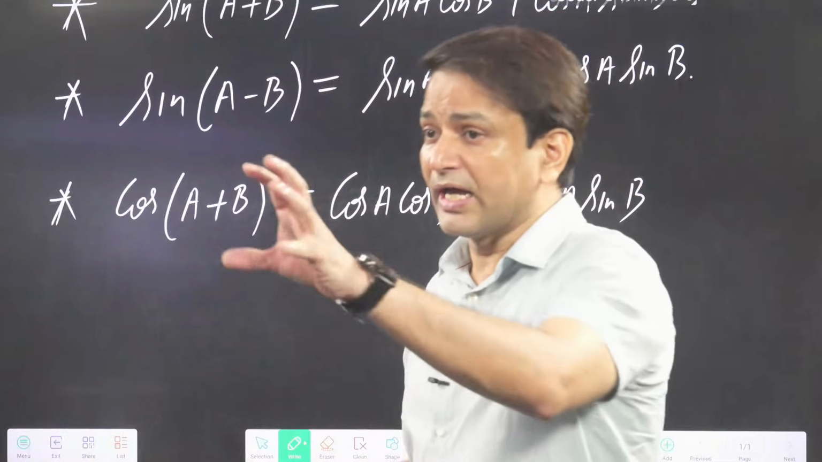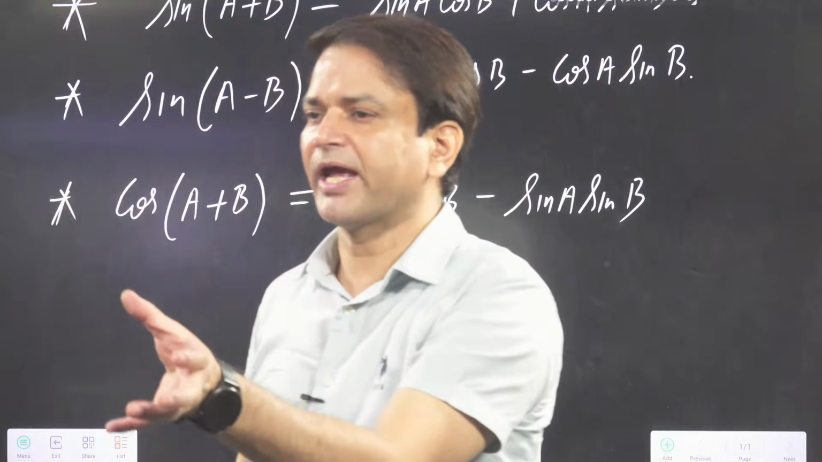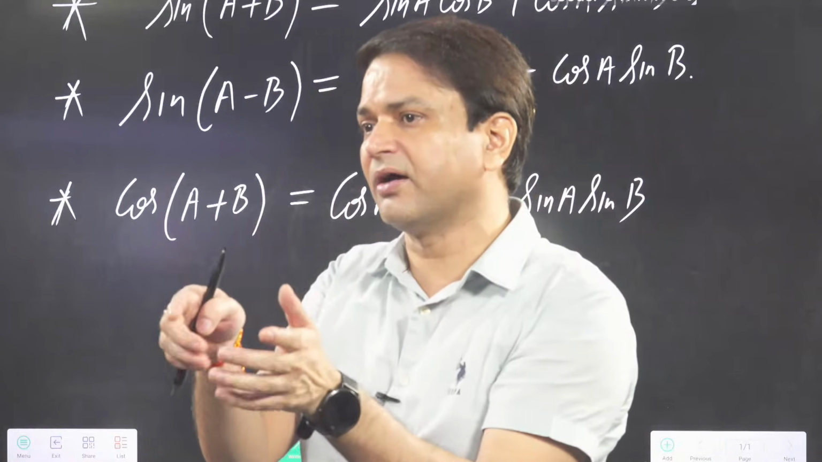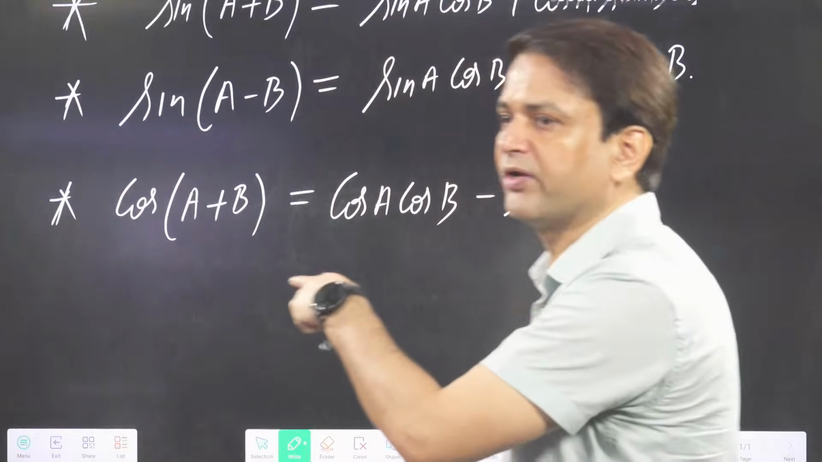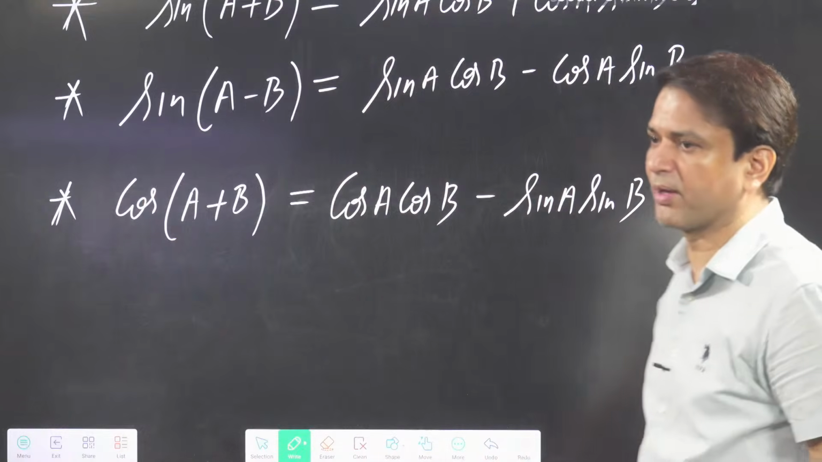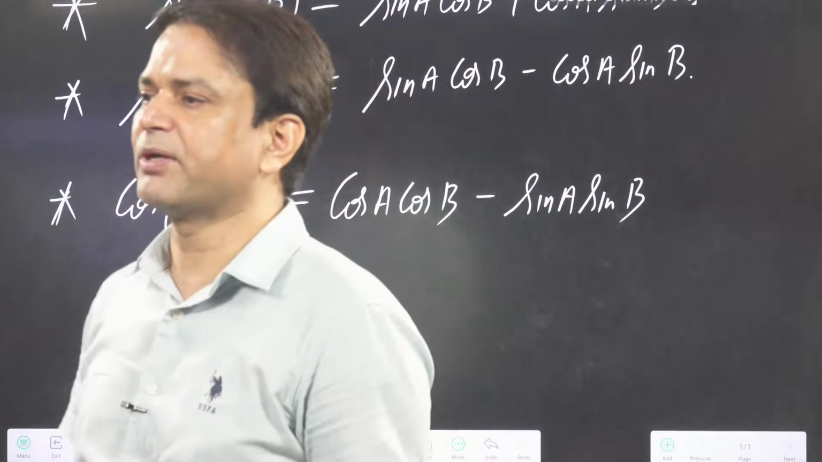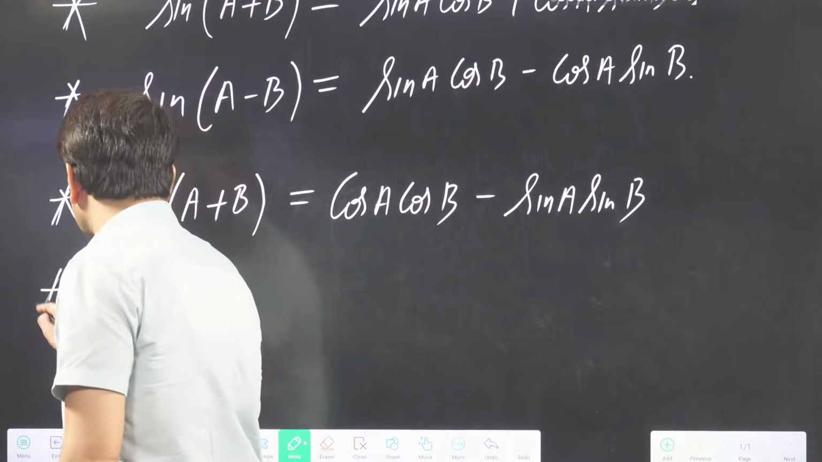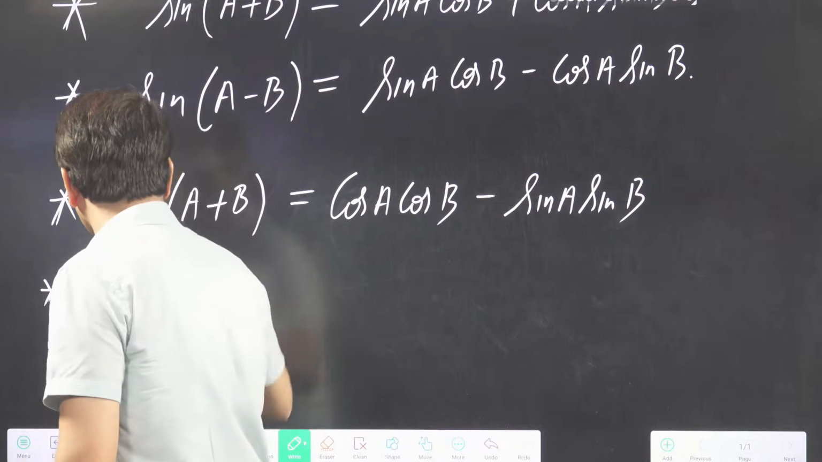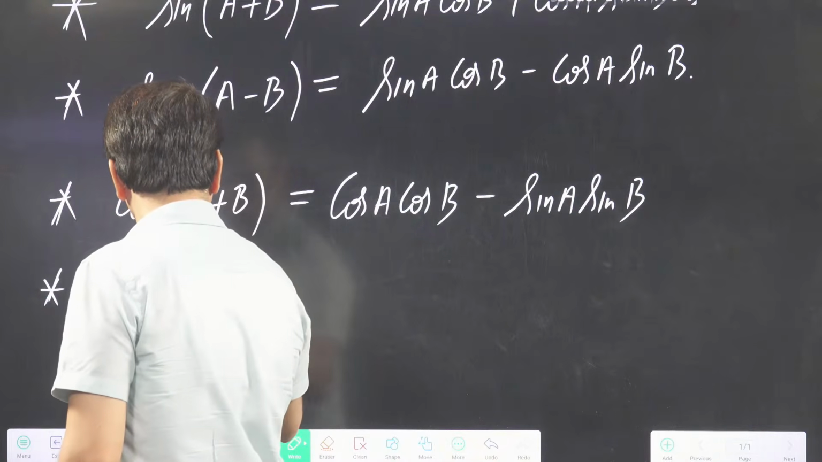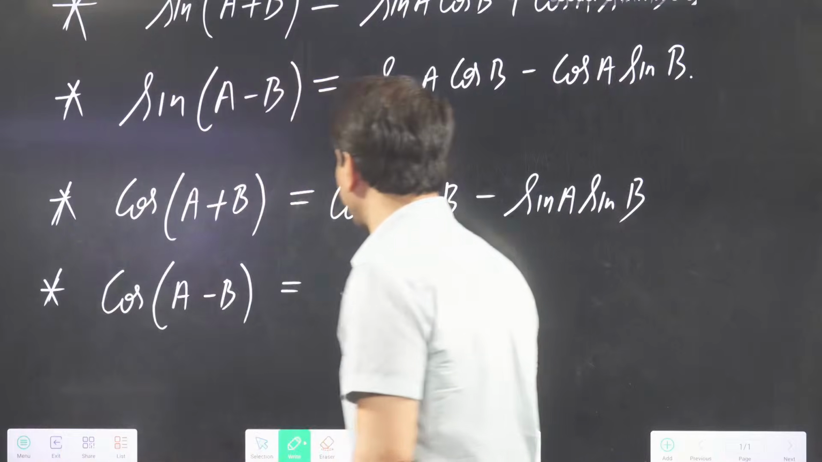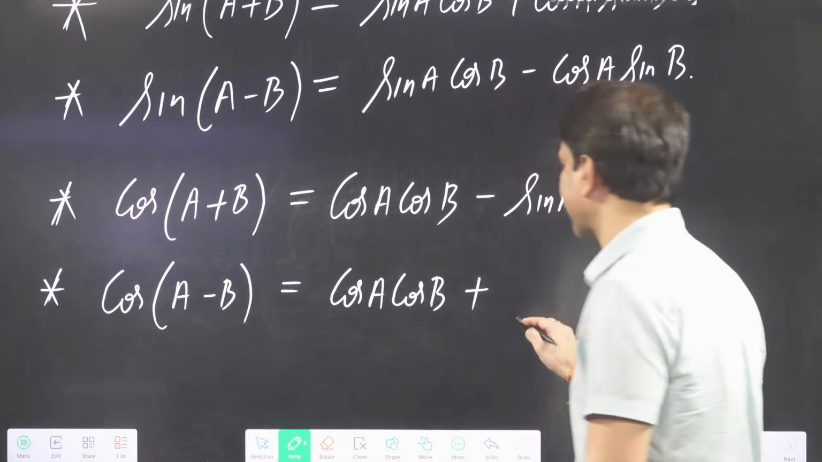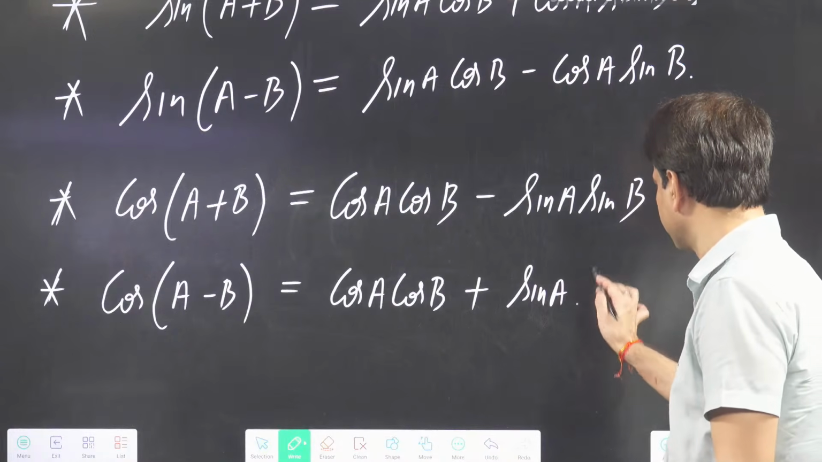Now when I take A plus B, you can think the angle is large, so cos will be small. That's why in between we get the minus sign. You can remember it like that. So cos A plus B is cos A cos B minus sin A sin B. And cos A minus B is cos A cos B, a similar formula, only with a plus sign in between, into sin A sin B.